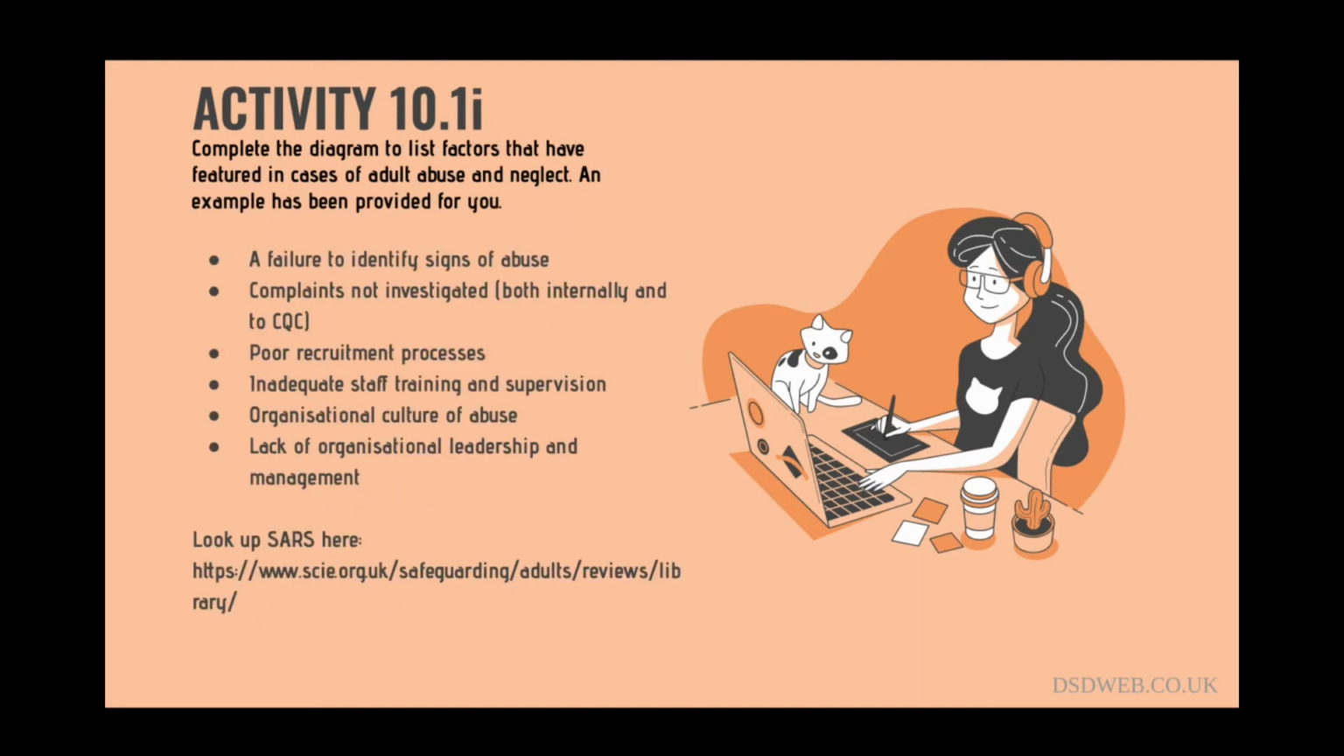The next activity asks you to list 6 factors that have featured in cases of adult abuse and neglect. The first has already been completed and is a failure to identify signs of abuse. You can sign up to access a library of safeguarding adult reviews on the SCIE website, where you can discover some of the reasons that have been identified for abuse and neglect following an investigation in real-life cases. You may also want to search for recent news stories or watch television programmes relating to abuse and neglect in care settings, such as the Panorama investigation into Winterbourne View.